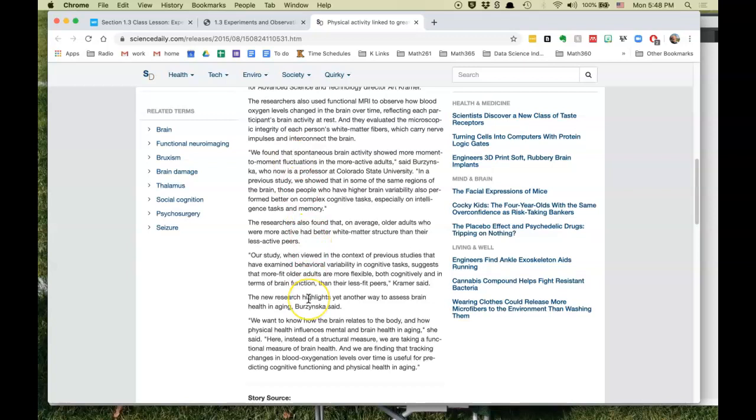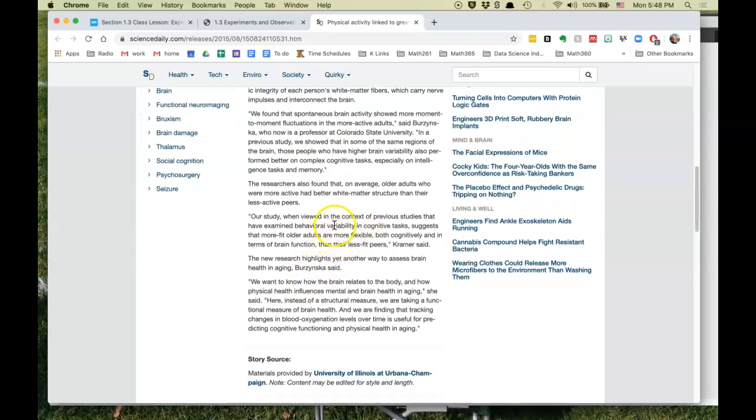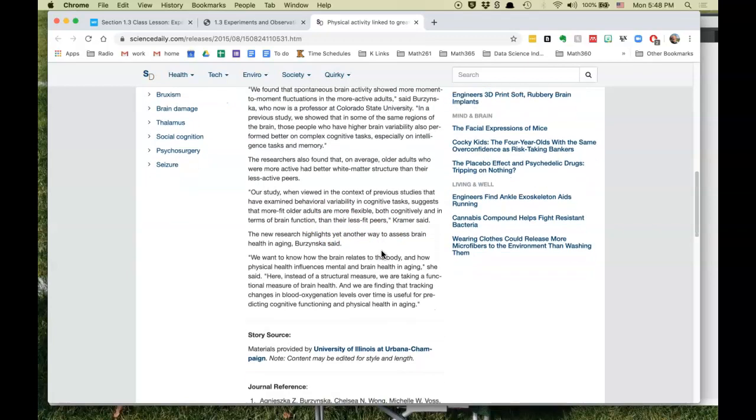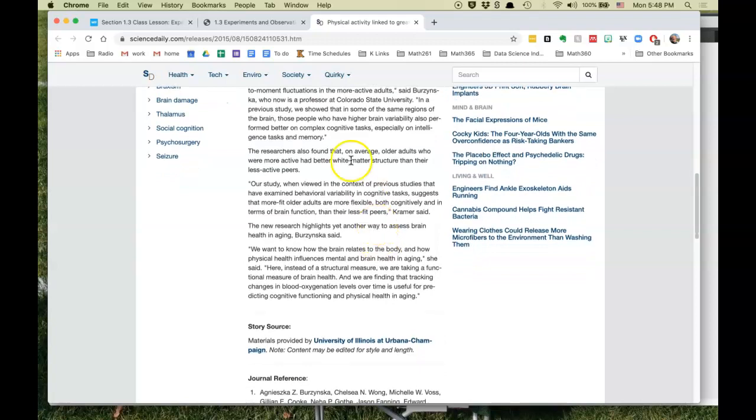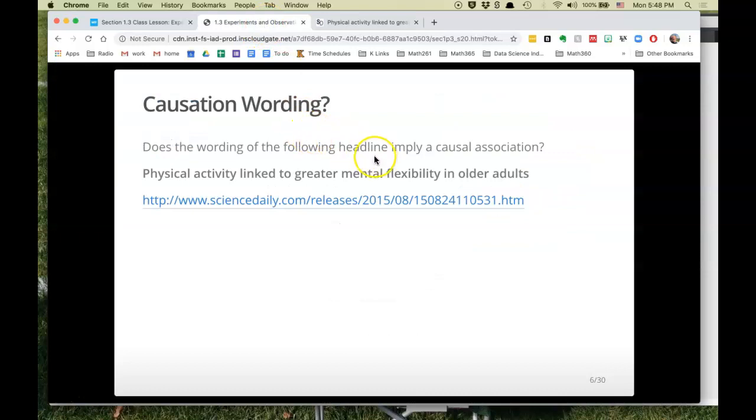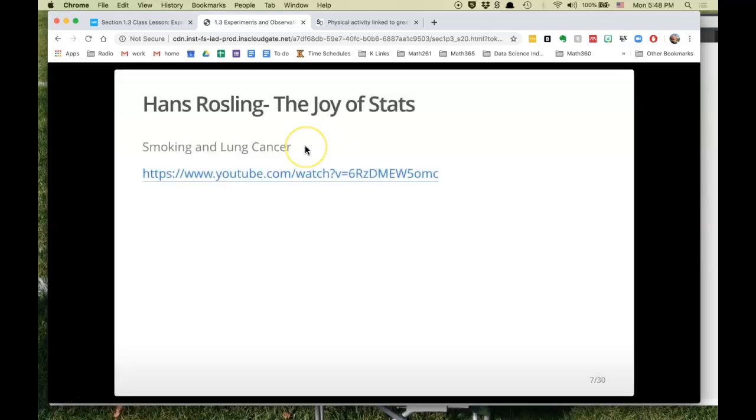And our study, when viewed in the context of previous studies that have examined behavioral variability in cognitive tests, suggests that more fit adults are more flexible, both cognitively and in terms of brain function. Where the cause and effect is there, it still would be open to debate based on this particular type of study. Now, of course, it may be difficult to carry out an experiment to study something like this. I'll leave that again to you.